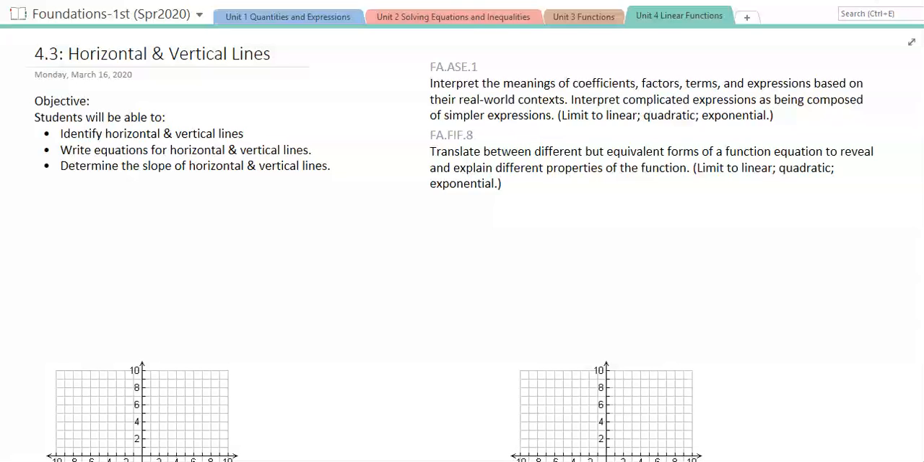Hey there, we're going to look at 4.3 today on horizontal and vertical lines. This is a pretty short lesson that we're going to do.